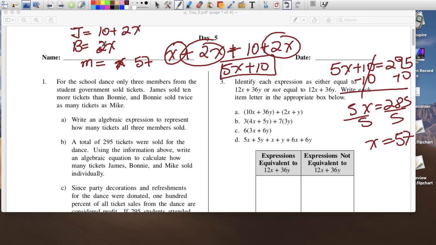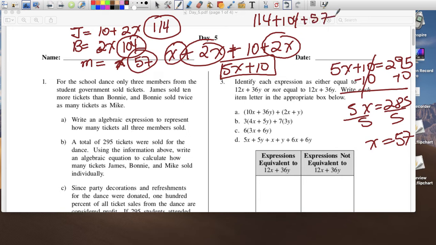Bonnie sold twice 57, which is 114. And James sold 114 plus 10, which equals 124. Just to double check, if you add these 3 values, you should get 295. 114 plus 104 plus 57. No, there's something wrong.